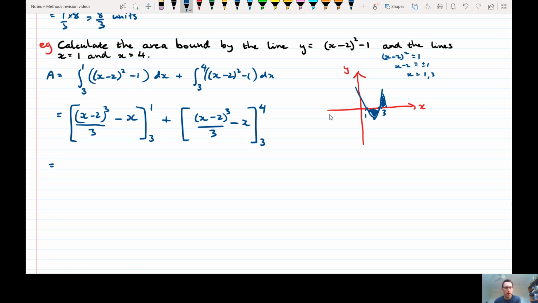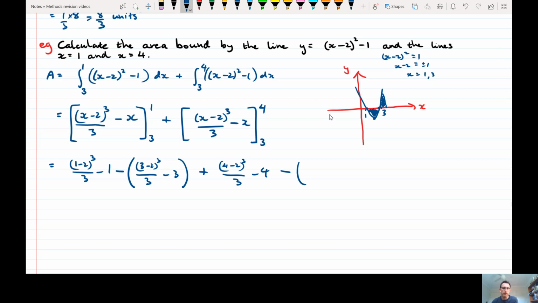So 1 goes in there, so you get 1 minus 2 cubed over 3 minus 1. Take away, we now substitute 3 in, so 3 minus 2 cubed over 3, take away 3. Plus 4 goes in, 4 minus 2 cubed over 3, take away 4. Minus 3 goes in, so 3 take away 2 cubed over 3 minus 3 again, like that.